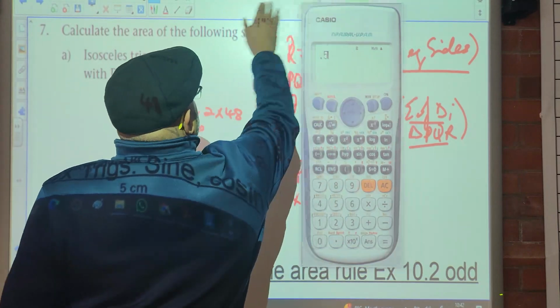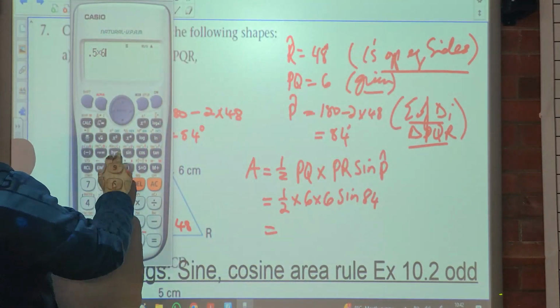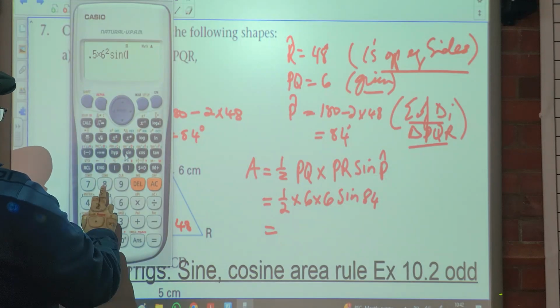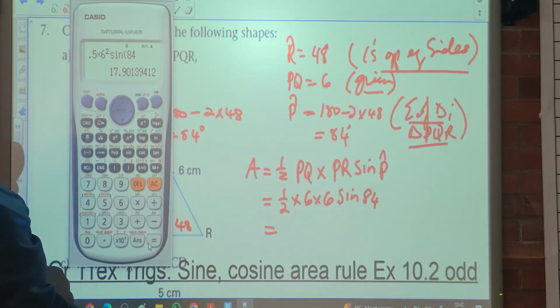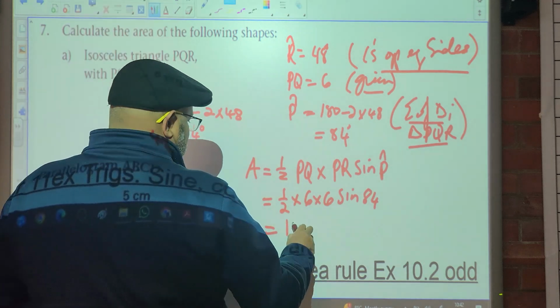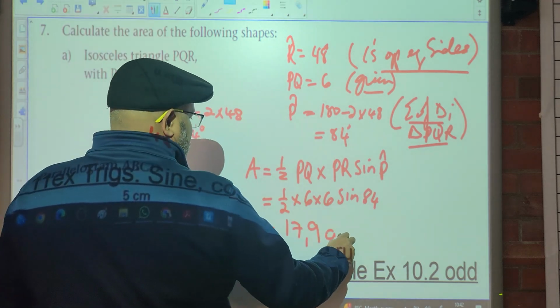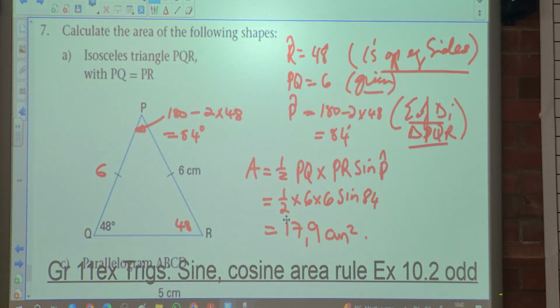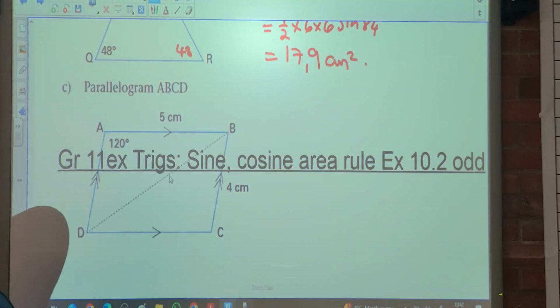So it's 0.5 times 6 times 6 sine of 84. You get 17,9. So 17,9 centimeters squared. Any confusion there?